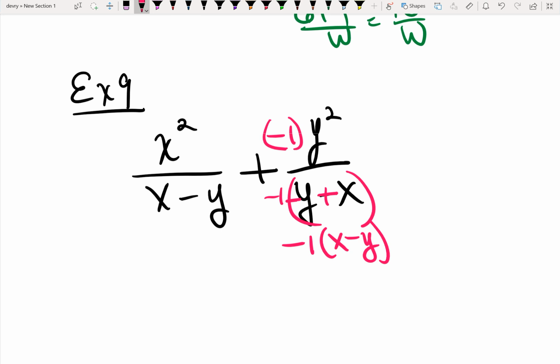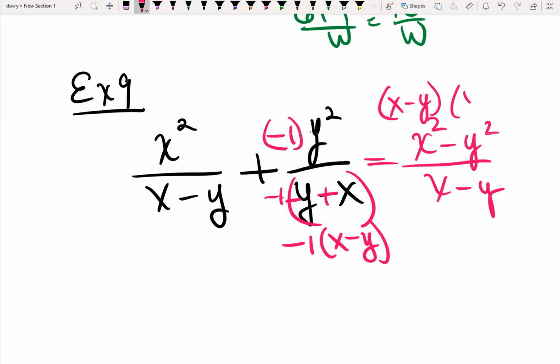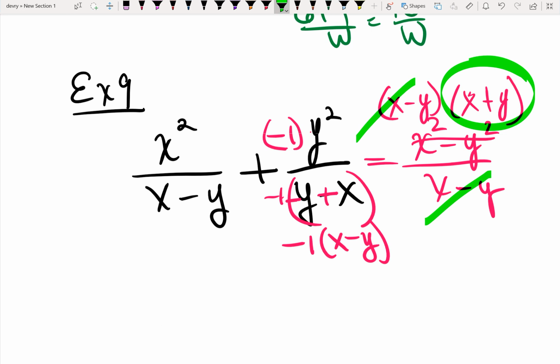Okay, so our common denominator, in reality, since I took the negative, I'm bringing it up here, this gives me x squared minus y squared over x minus y. And I can factor this as x minus y times x plus y. And you can see that technically these two will cancel and your final answer will be x plus y, right?